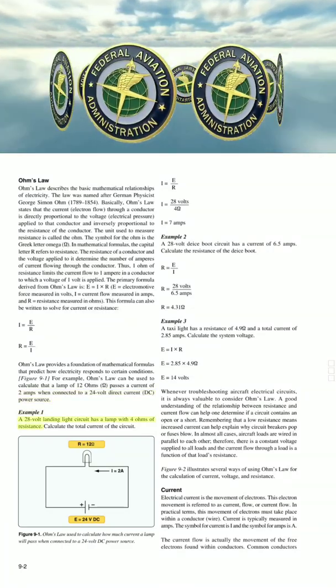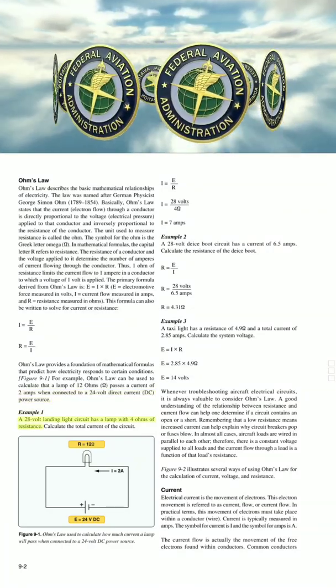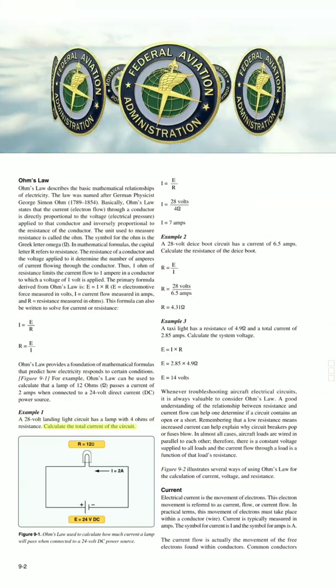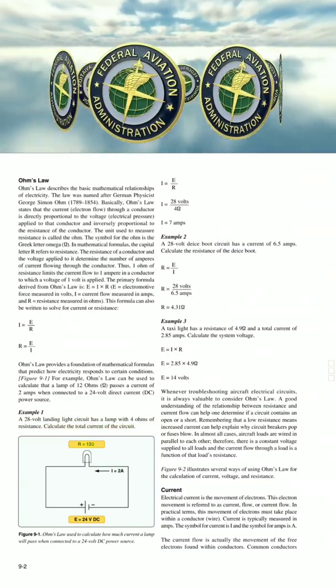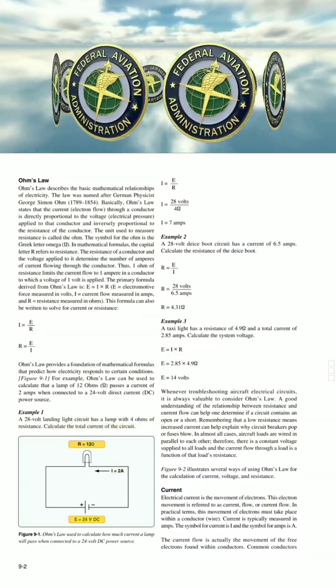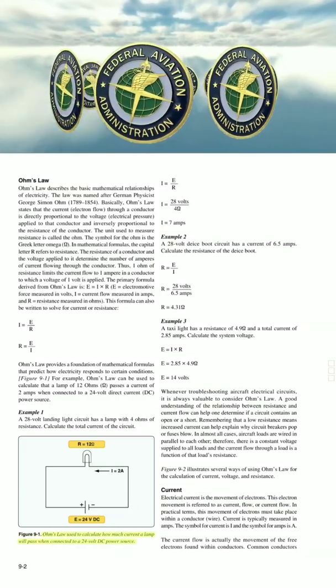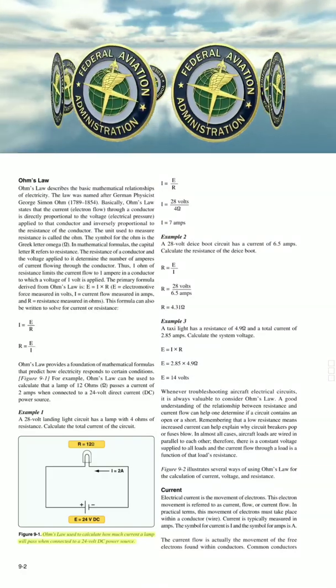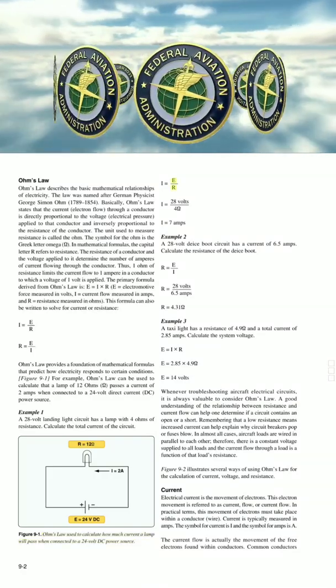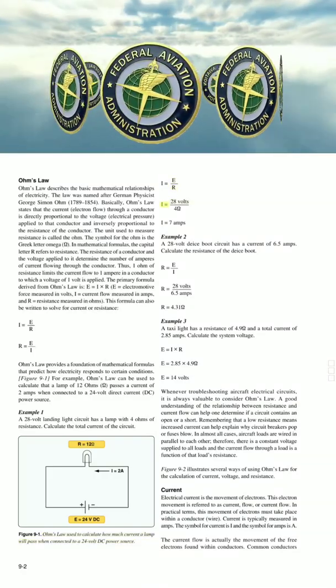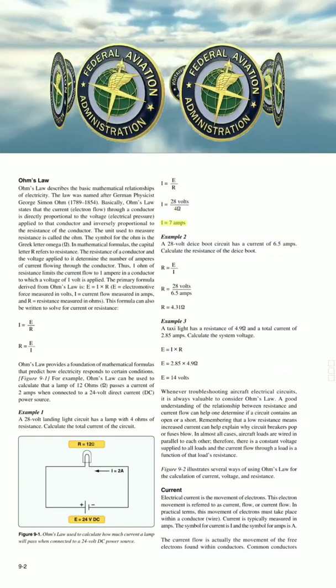Example 1. A 28-volt landing light circuit has a lamp with 4 ohms of resistance. Calculate the total current of the circuit. R equals 12, I equals 2 A, E equals 24 VDC. Figure 9-1. Ohm's law used to calculate how much current the lamp will pass when connected to a 24-volt DC power source. I equals E over R, 28 volts over 4 ohms, I equals 7 amps.